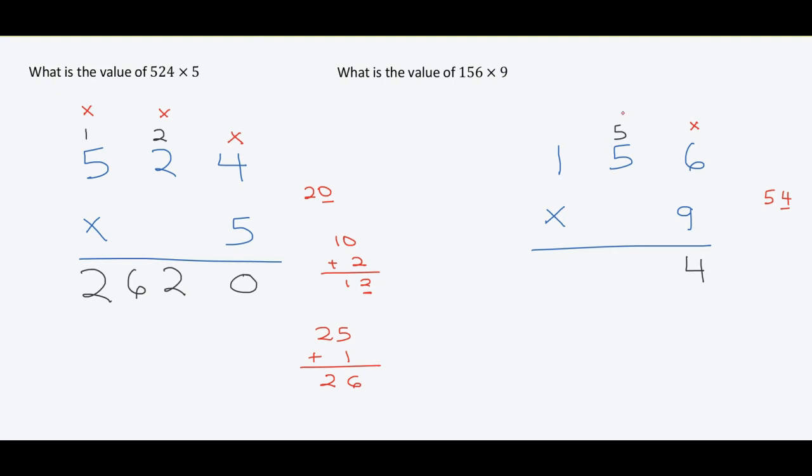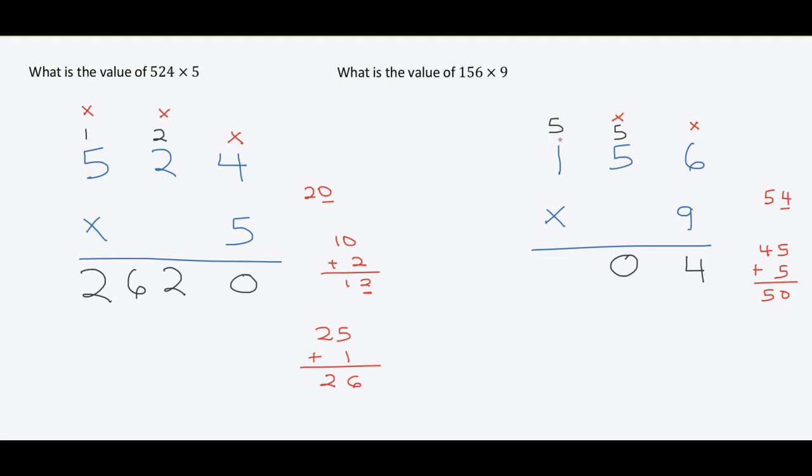Next we go over to the next column on the left. 5 multiplied by 9, that is going to give us 45. Now we add the 5 to it. So we have a 2-digit number. So we write down the 0, and then you carry over the 5.